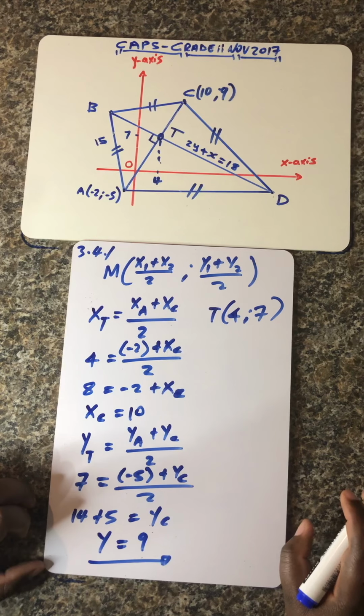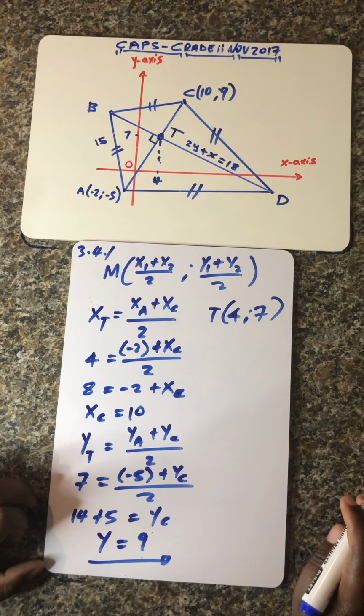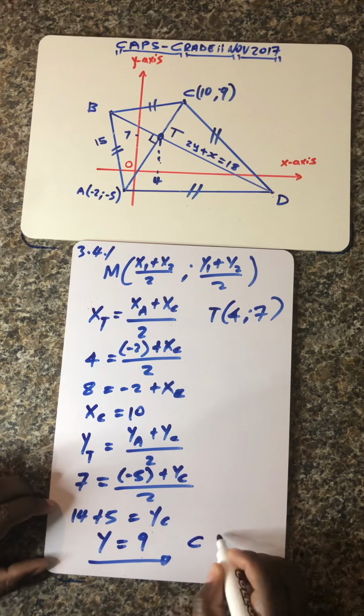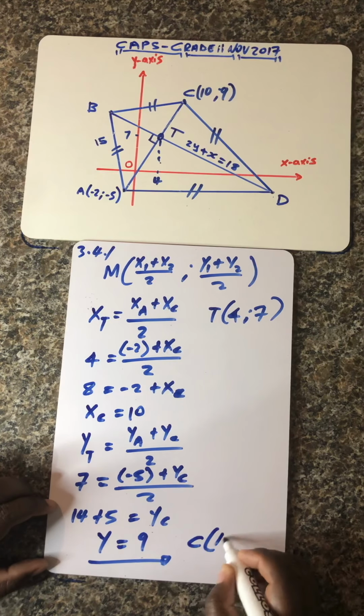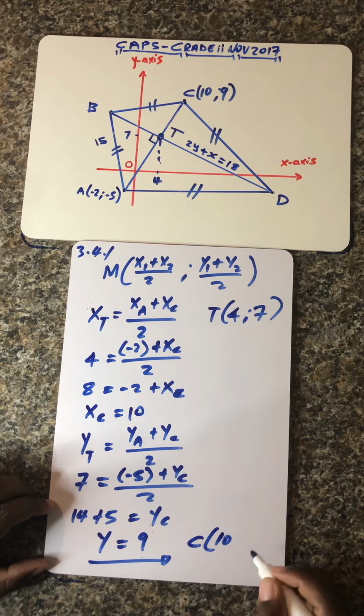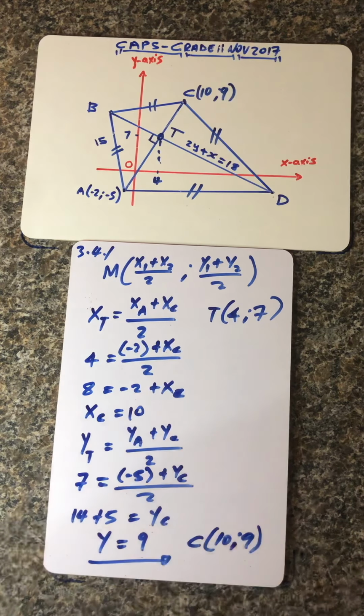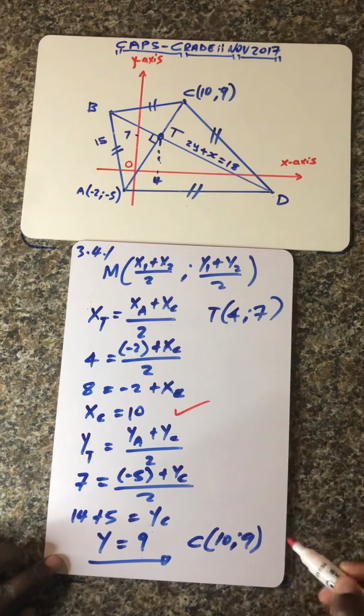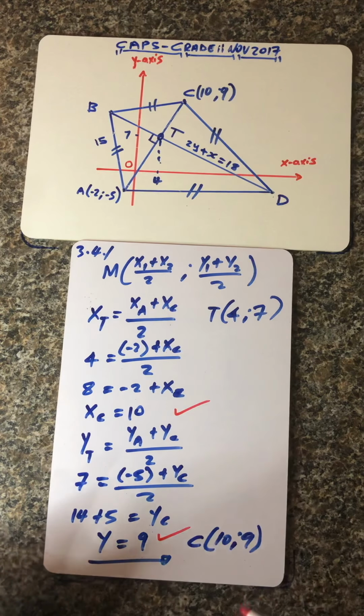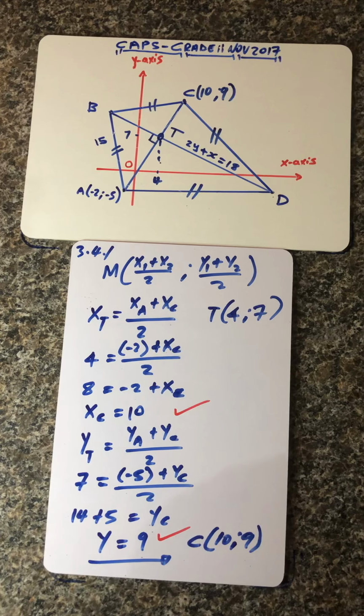So in answering the question, guys, the coordinates of C are where x is equal to 10 and y is equal to 9. I hope that question was clear and straightforward. This question was allocated 2 marks. I hope you are able to see that this is where you score your marks. This question was as easy as that, guys. We won't waste time on this one. We can now move to the next question.